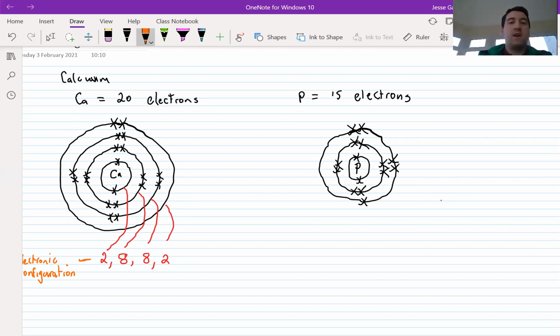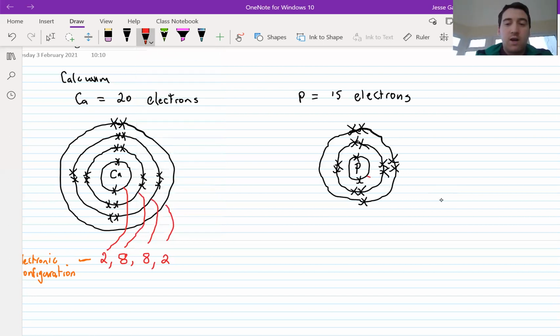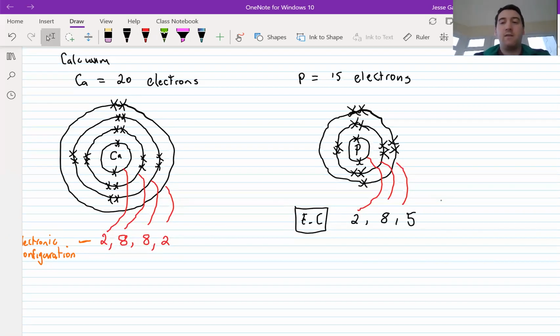So for my electronic configuration, now you don't have to draw these lines, by the way. I'm just drawing them to show you how it works. After you get the hang of it, you can stop drawing these lines. So the first shell, 2 electrons. The second shell is full, so it's got 8. So 2, 8, good. And lastly, the third shell has 5 in it. So 2, 8, 5. I sometimes shorten it to E.C., which is short for electronic configuration. Electronic configuration for phosphorus is 2, 8, 5.